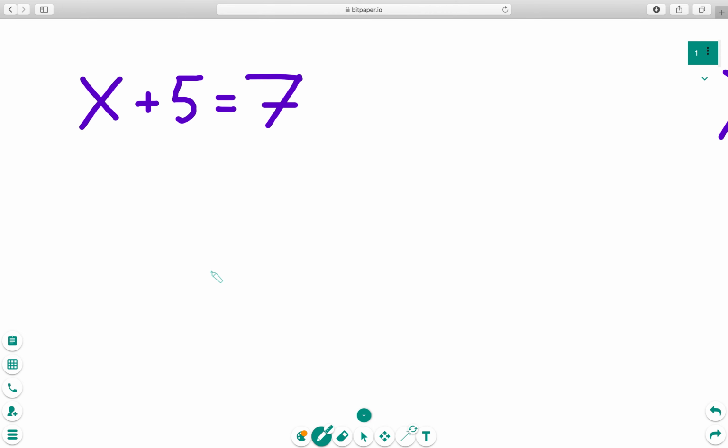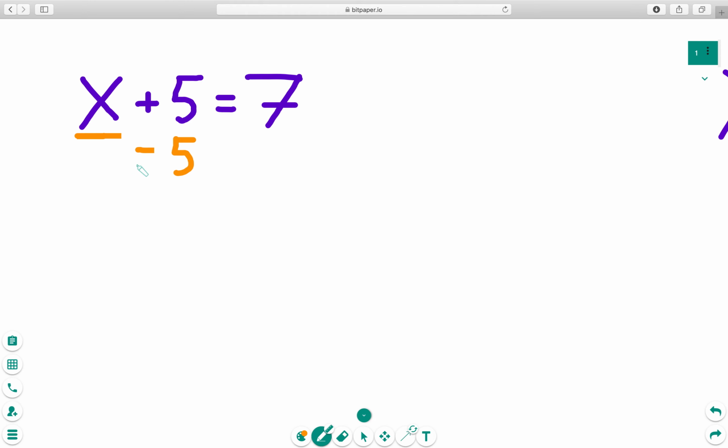Okay, so today we're gonna do some one-step algebraic equations. So we have this equation, x plus 5 equals 7. So first, we have to get this x by itself. So what we can do is we have to get rid of this 5 from this left side so that we can get x by itself. So what we're going to do is we're going to subtract 5 from both sides.